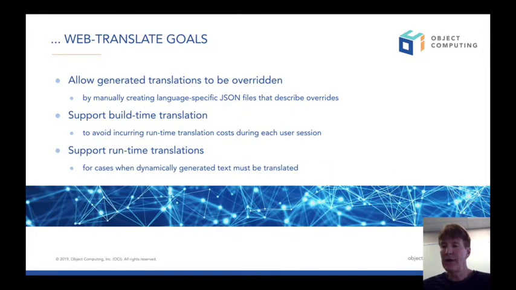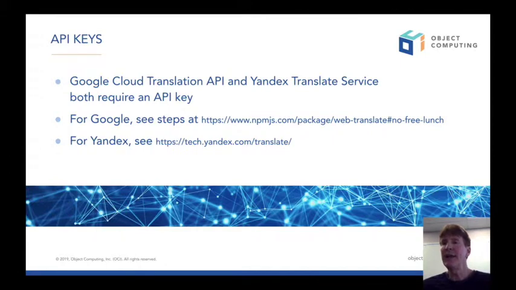The fourth goal was to allow generated translations to be overridden. This is important because translation services do not always generate the correct or desired translations for every application. The fifth goal was to support generating translations as a build step. This avoids incurring additional translation costs during each user session. Finally, the sixth goal was to support generating translations at runtime. While this incurs additional cost, it's necessary in some cases to handle translations for text that is not known until runtime.